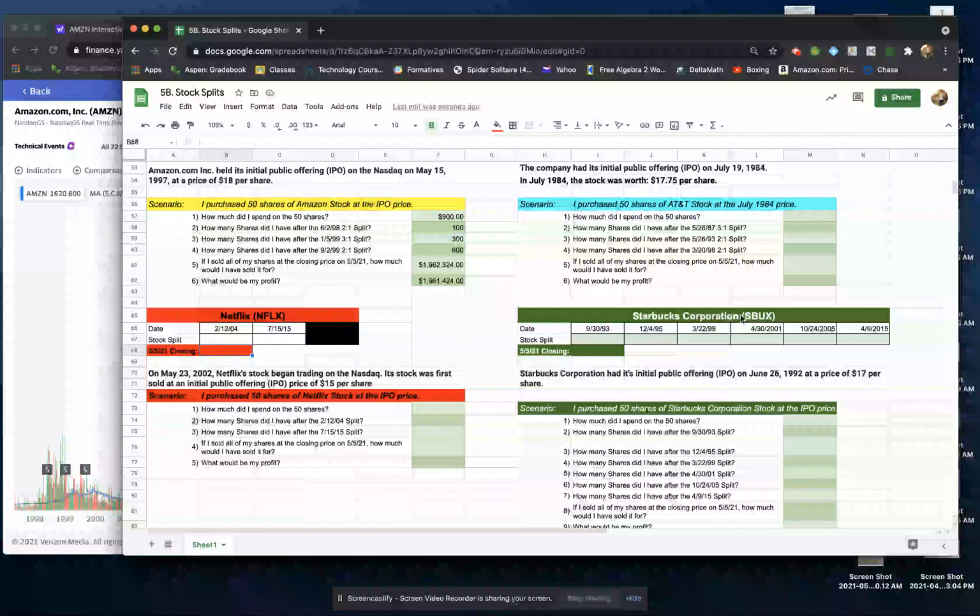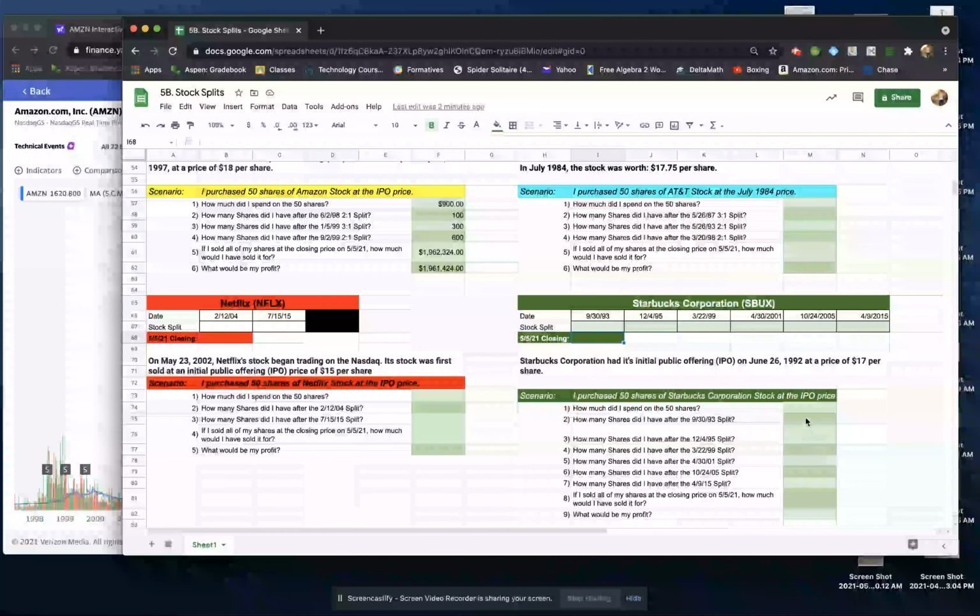Your last one is Starbucks. They split 6 times so far. You're going to go look up, just like you did with Netflix, go look up Starbucks, go to the Max graph, turn on the splits, and see what the splits were. What did they offer? You also have to fill out the closing value as of yesterday. And again, now you're answering 9 questions. The reason there's more questions is because there was more splits. So wait till you see what you make with your Starbucks.